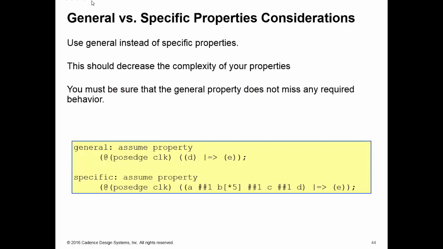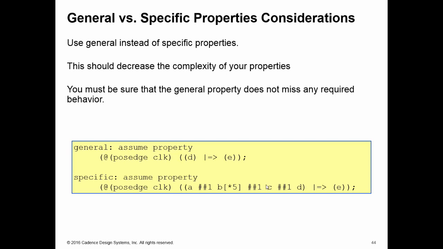Let's try and apply the same kind of thinking as the previous slide now to sequential properties. So what we've got here is two properties. The first one, let's say we looked at our functional specification and we saw a requirement for how inputs should behave in order to follow a specific protocol.